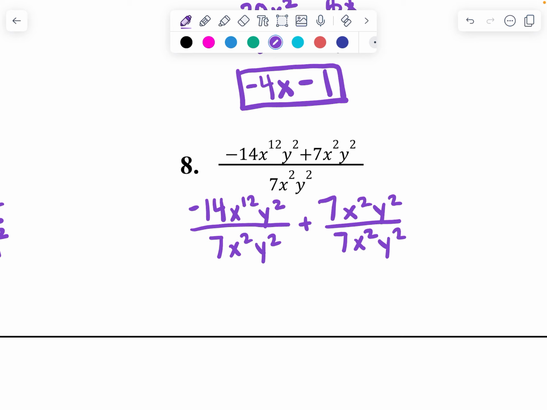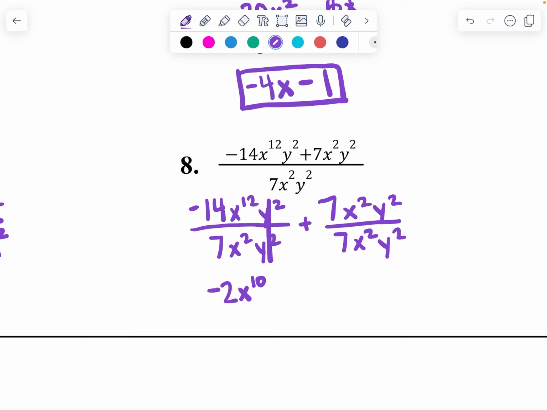Okay, negative 14 divided by 7 is negative 2. For x, we have 12 minus 2, which is 10. And then for y squared, we have 2 minus 2, which is 0. So this becomes 1, or you just don't write it, because negative 2x to the power of 10 times 1 would just be negative 2x to the power of 10.